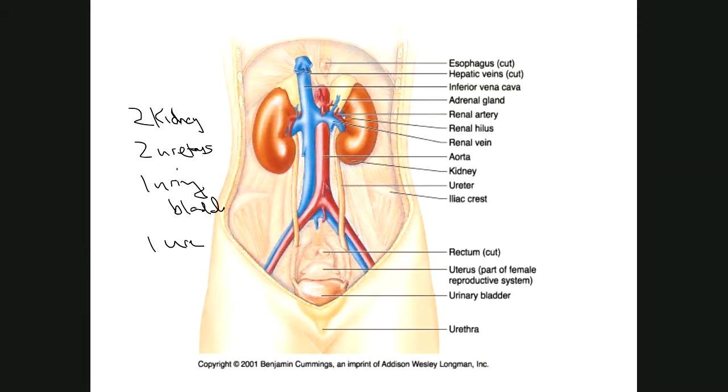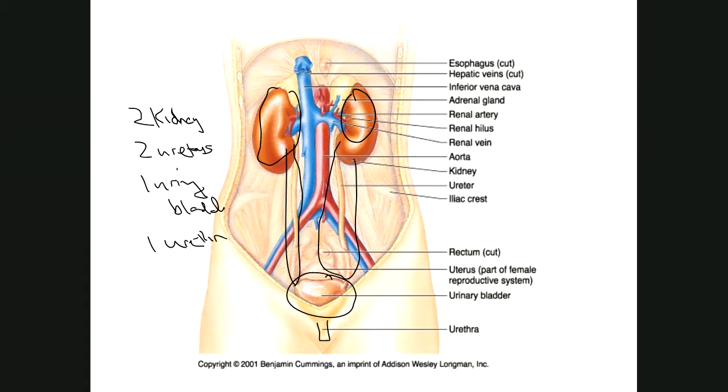So when you look at it, here are the kidneys. There's a kidney. Here are the ureters. These are tubes which carry the urine down. And then the urine gets stored in the urinary bladder, which is this. And then here's the urethra, which carries it to the external environment. So we're going to look at all of these.